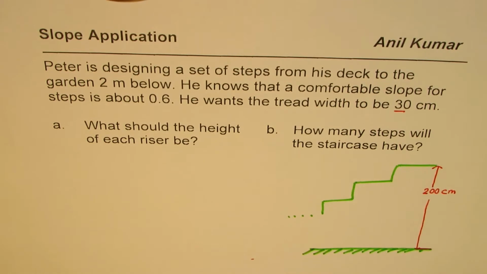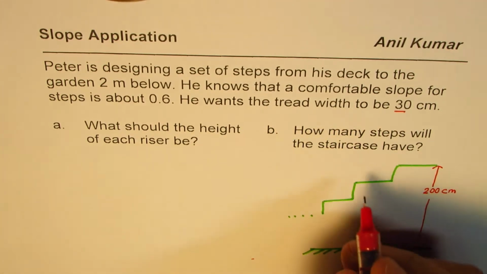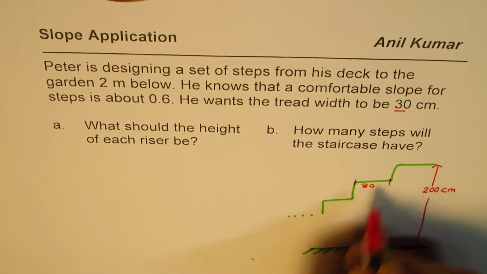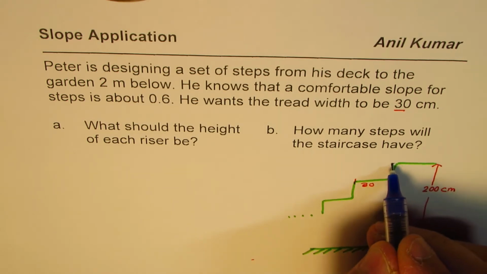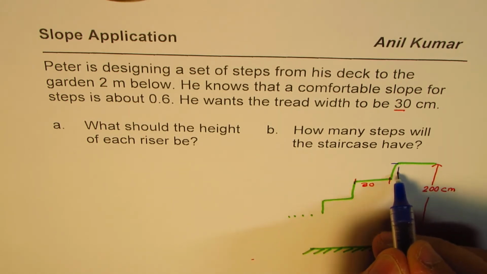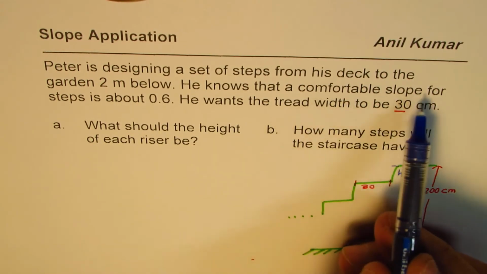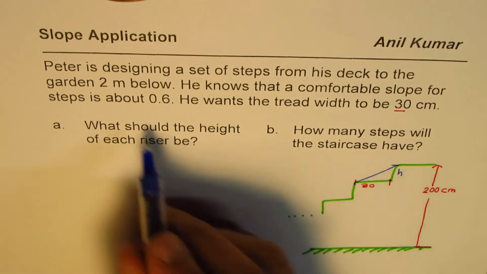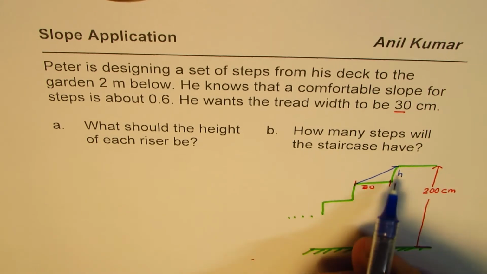What we are also given here is that the tread width is 30 centimeters. So this length from here to here is 30 centimeters. We need to find the height, the riser. So we want to find this height of each step, knowing that the comfortable slope for this step is 0.6. So that becomes the question for you. I hope that's not very difficult.